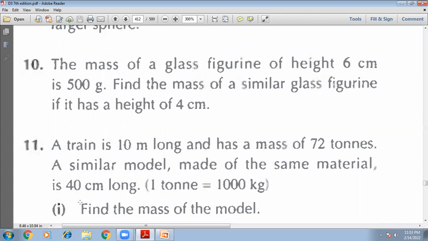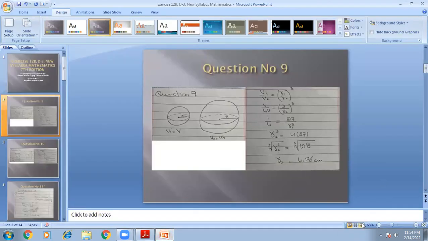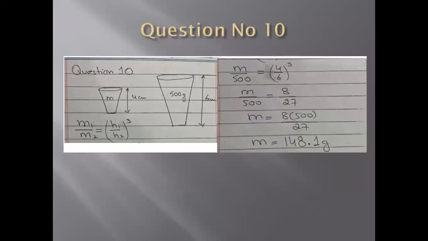We know that mass 1 by mass 2 is equal to height 1 by height 2 whole cube. Okay, so let me show you. So here we go. I have tried to show you the figure. The smaller glass, its mass is m and its height is 4 centimeter. The big glass, its mass is 500 grams and its height is 6 centimeter. So I want to know the mass of the smaller glass. So m1 by m2 equals h1 by h2 whole cube. M1 is m, the small glass's mass, which I want to calculate. And m2 is 500 grams, equals 4 by 6 whole cube.